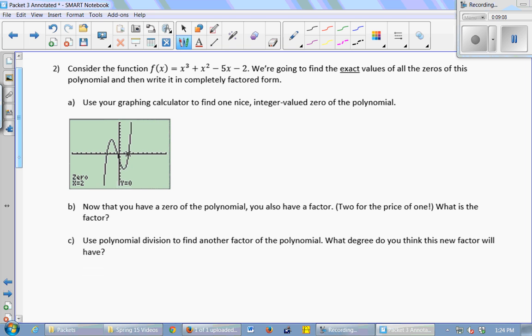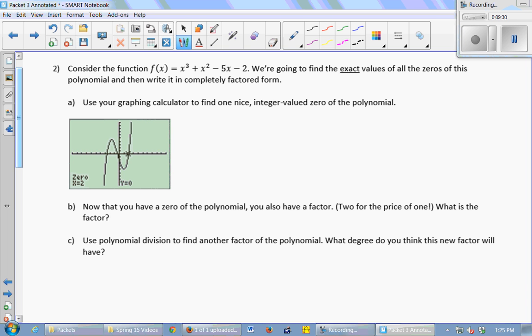All right. Here's a cubic polynomial. f of x is x cubed plus x squared minus 5x minus 2. We're going to find the exact values of all the zeros of this polynomial. By exact, that means do not put anything in your calculator. If there's a radical, just leave it a radical, right? And then we're going to write this thing in completely factored form.